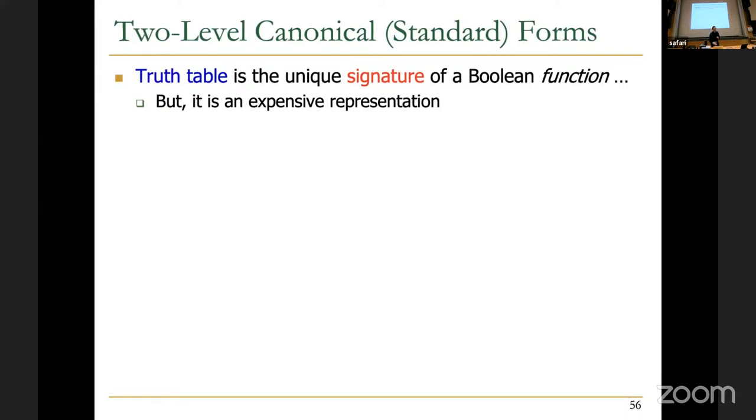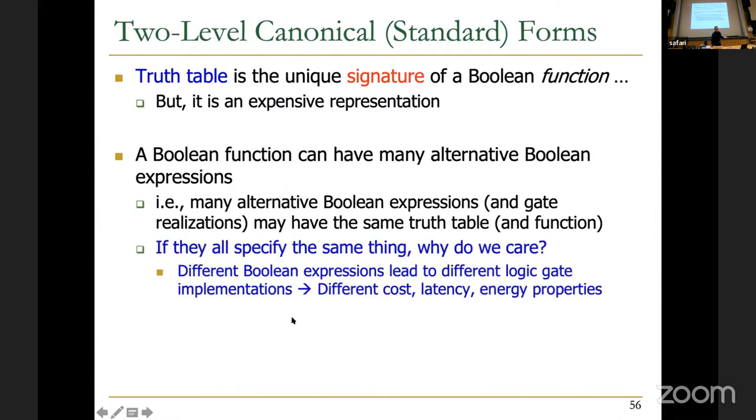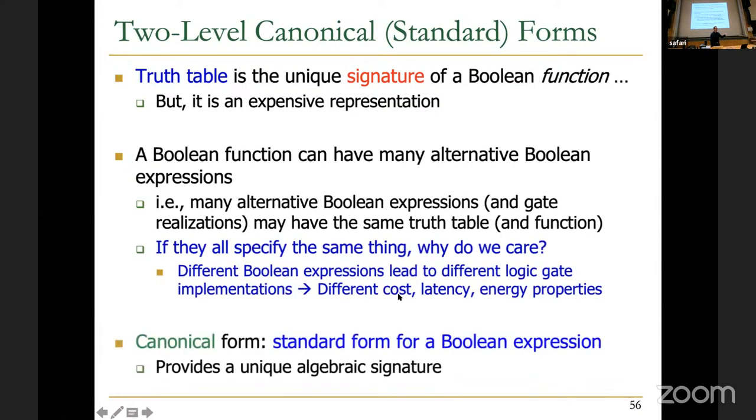Now, let's take a look at the truth table again. Truth table is the unique signature of a Boolean function, but it's expensive. A Boolean function can have many alternative Boolean expressions. Basically, in other words, many alternative Boolean expressions may have the same truth table. So they all lead to different implementations, as we discussed. I'm repeating this. That's why we even need a canonical form to start with. Standard form for a Boolean expression.